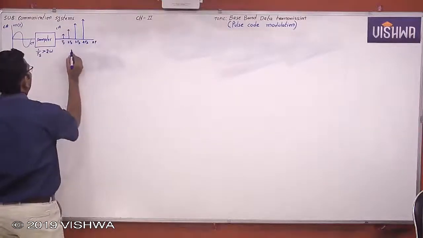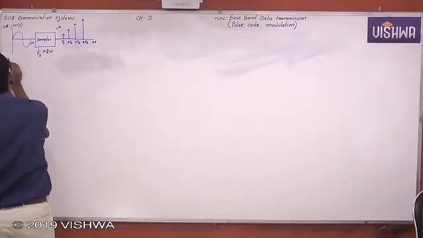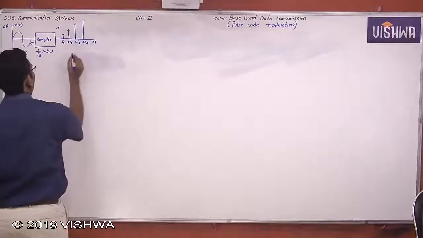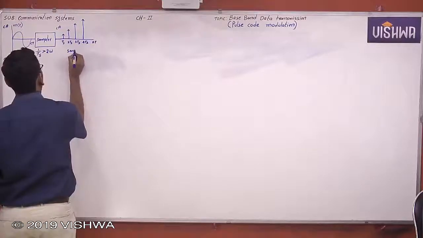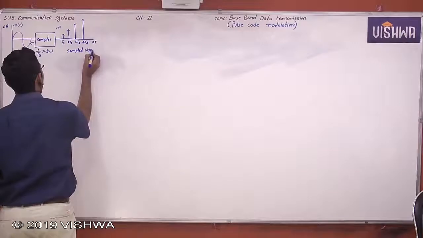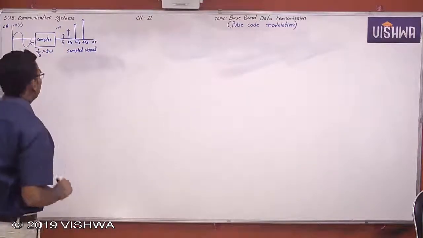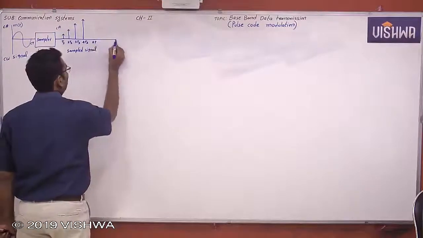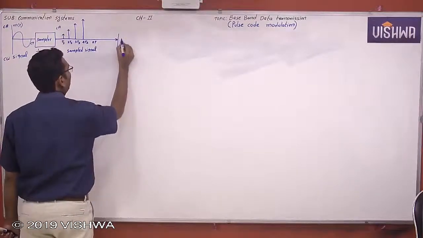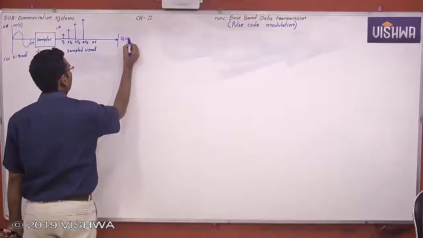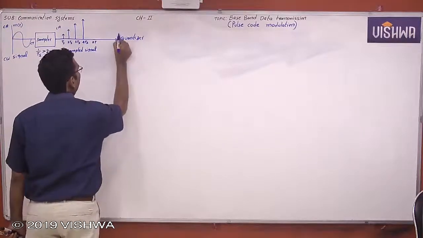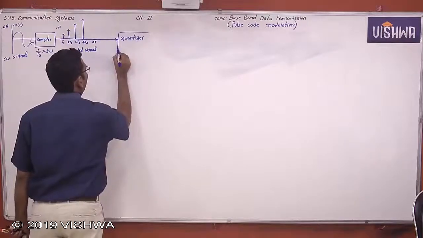So this is a continuous wave signal, an analog signal. This is a sampled signal. Up to this portion we are clear. Now this sampled signal undergoes the process of quantization. What is quantization? What is a quantizer? What will it do? We want to identify that first.